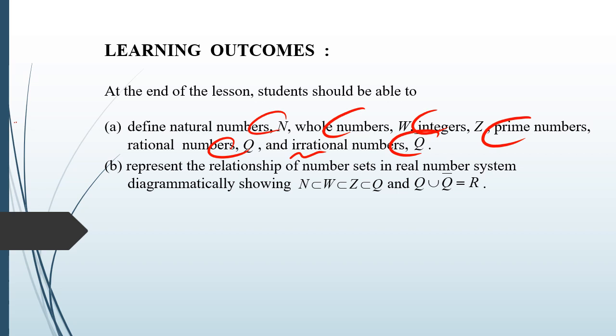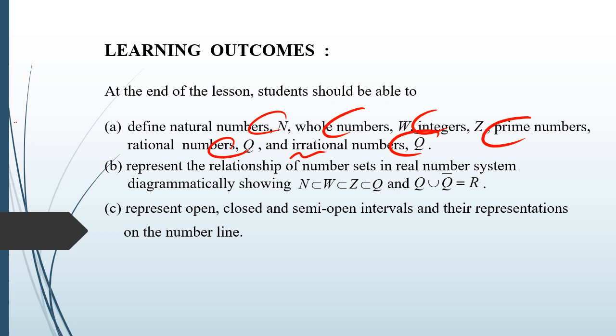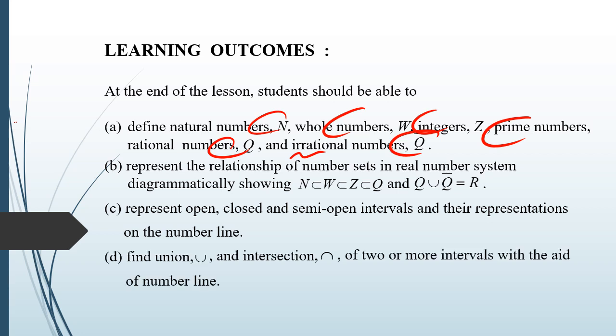And then the next one is to represent the relationship of number sets in real number system diagrammatically, showing that N is a subset of W, a subset of Z, and a subset of Q. What is Q? Rational. And Q, the rational, is the union with irrational. We will get the real number.